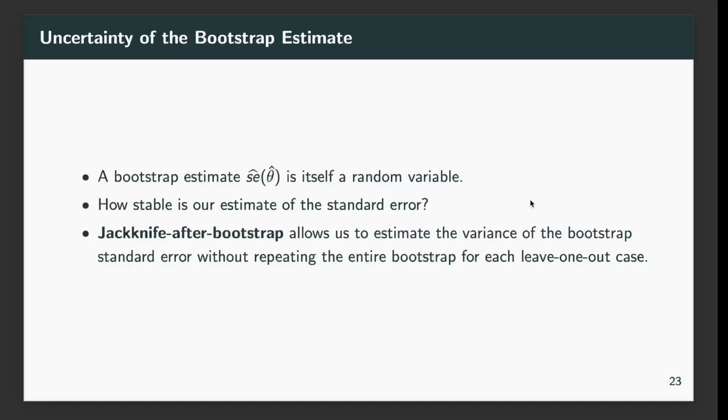So the bootstrap standard error estimate has its own variability. How stable is our estimate of the standard error? This is quite important for practical questions. If the standard error estimate varies a lot across the bootstrap runs, it may mean that our inference would be imprecise. So we would like to know the variance of the SE hat, which is the uncertainty of the estimates.